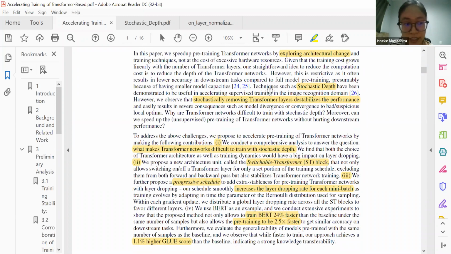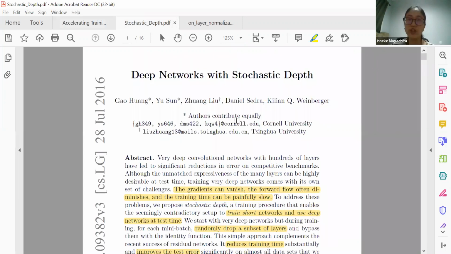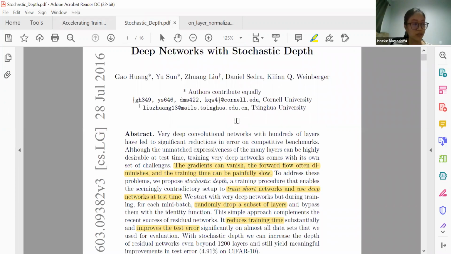One of the techniques that actually inspired this paper is a training algorithm called Stochastic Depth, which is something that people have used earlier in image recognition training. Before we go deeper into this paper, I think it's good for us to take a look at stochastic depth, because this paper is doing something similar to stochastic depth, but with more advancement. So what is training with stochastic depth?